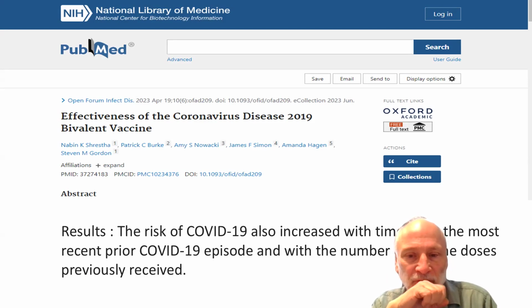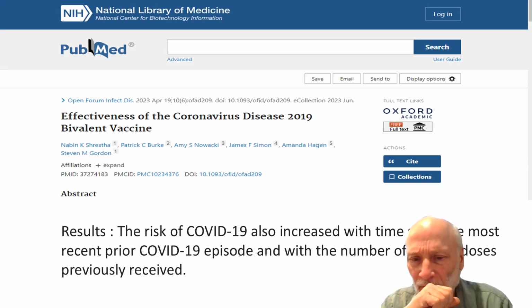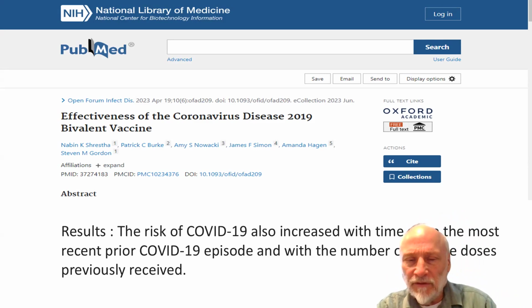The risk of COVID also increased over time and with the number of vaccine doses previously received. Now let's take a look at that herd immunity thing. So if we're going to get vaccinated, and the vaccination is going to lead us to not being able to be exposed to it anymore, and we find that research is telling us that the more vaccines you received in time exposed, the more vaccine ineffectiveness occurred, or the risk of COVID increased and not decreased.